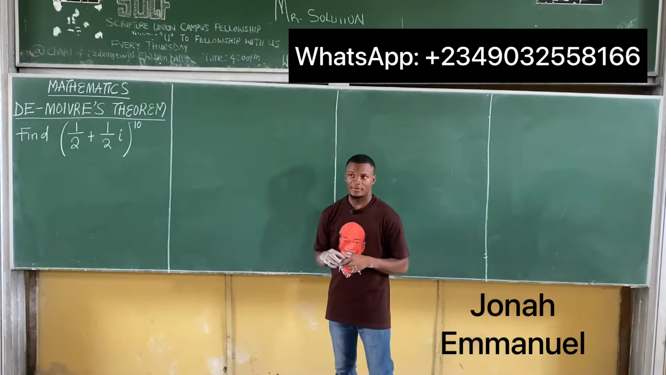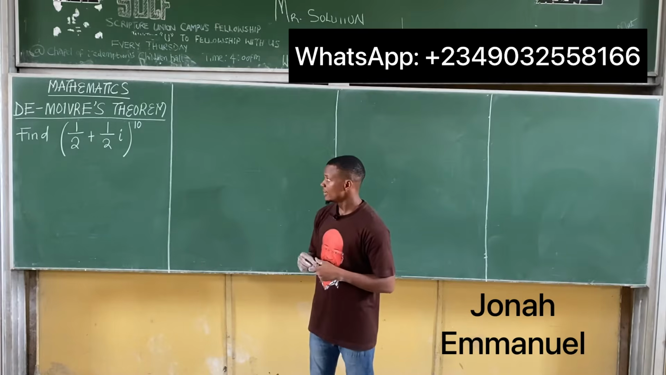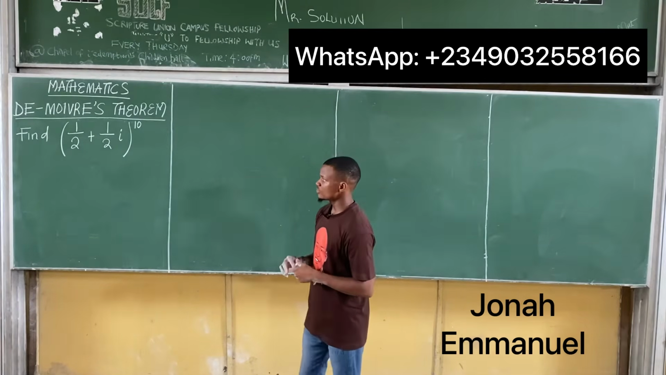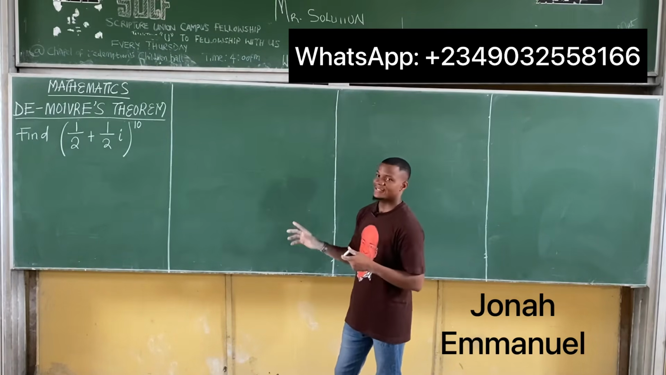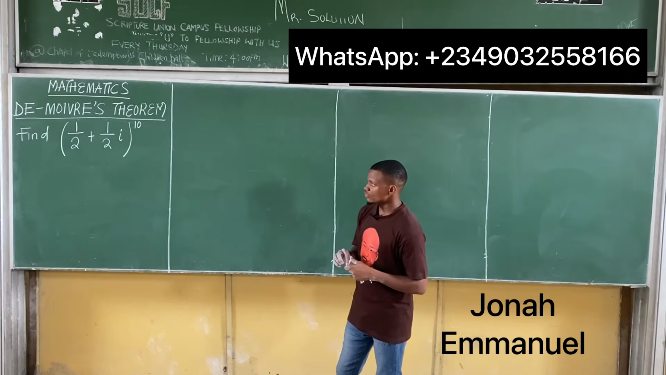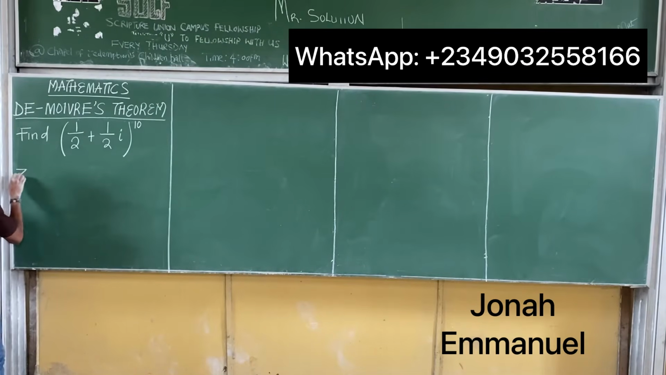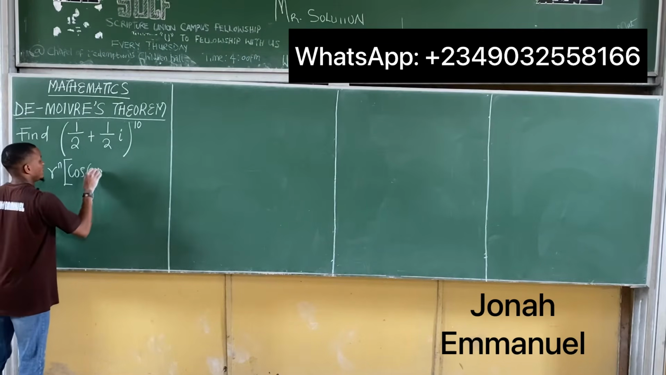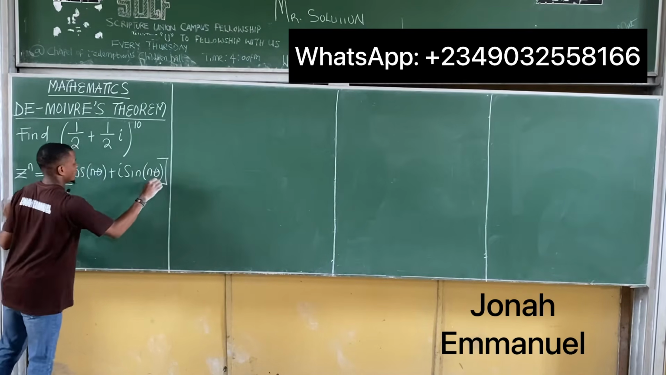All right, so let's look at an example on De Moivre's theorem and how it helps us to solve problems pertaining to the nth power of a complex number. So let's say we're given 1 over 2 plus 1 over 2 i, that's half plus half i. We're asked to find the 10th power of this. Of course, having to expand this 10 times can be very cumbersome, so we'd have to use De Moivre's theorem. From De Moivre's theorem, we said z to the power n is equal to r to the power n into cosine of n theta plus i sine n theta.